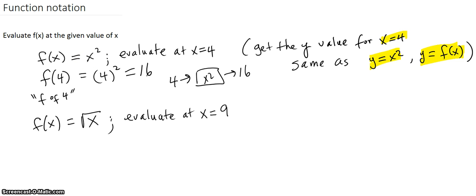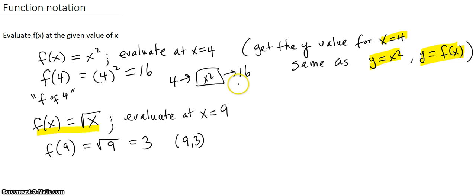And then over here on this second one, square root of x, that's calling for the positive root of the x. So if we put f of 9 for x equals 9, we put it in the function box. The box says to take the square root of the 9. Since it's only the positive square root, that comes out 3. And that creates a point 9, 3. And over here, this one created a point 4, 16.